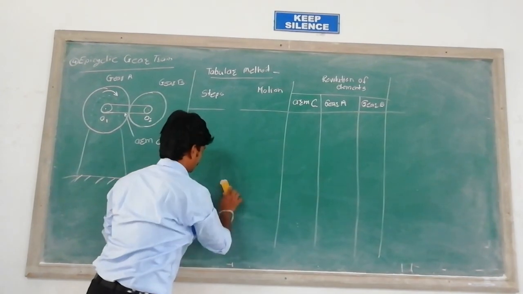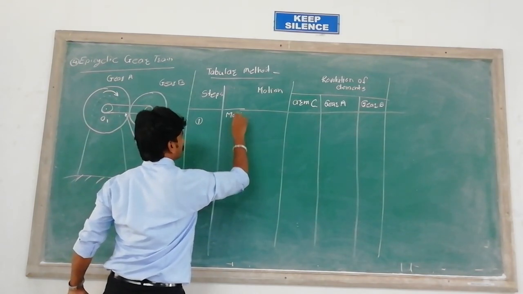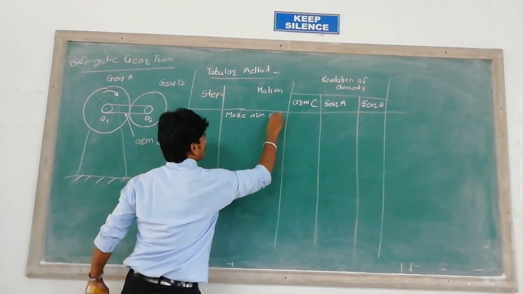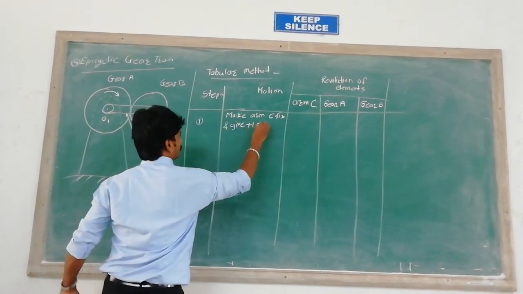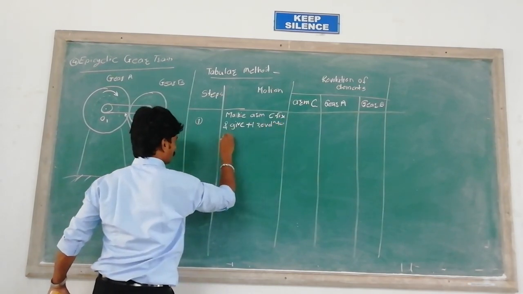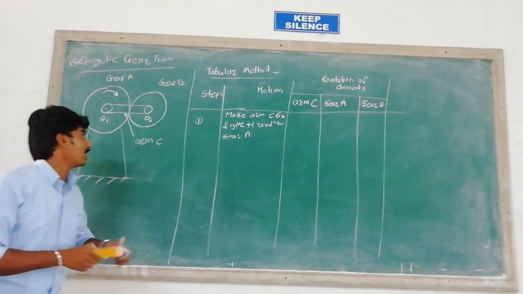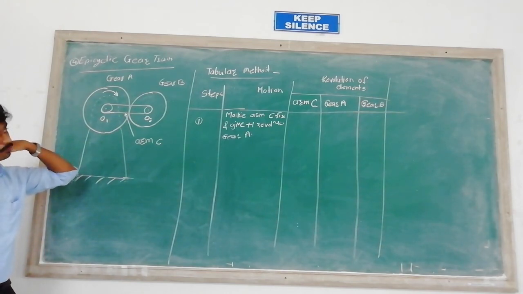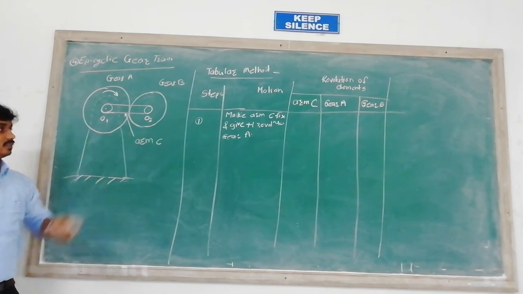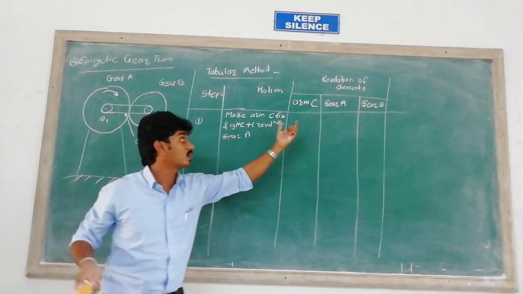Okay, step one is what? Make arm C fixed and give plus one revolution to gear A. First of all, we will mark this arm as fixed. We will consider this arm C fixed, and we will give plus one revolution to gear A. We have to apply this condition and then find out the revolution of these elements.